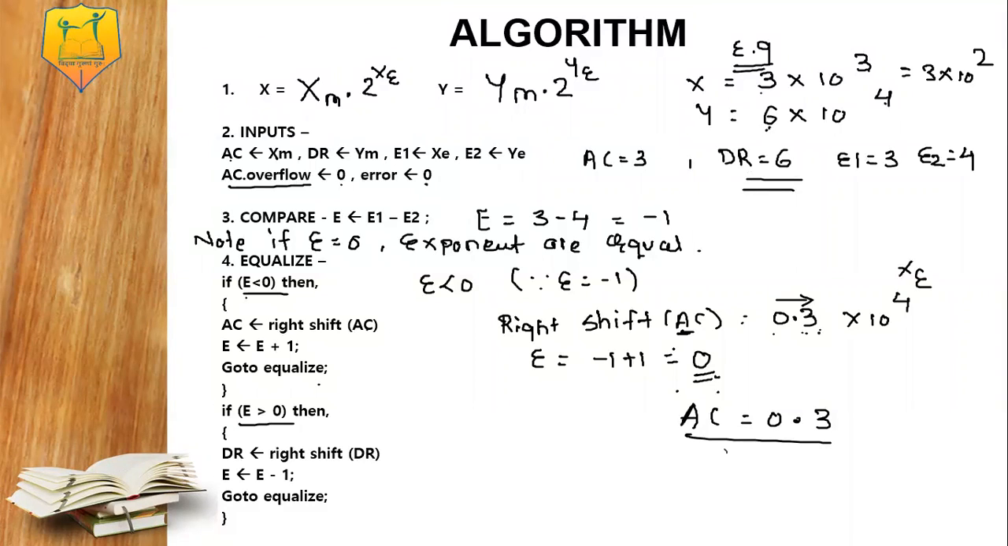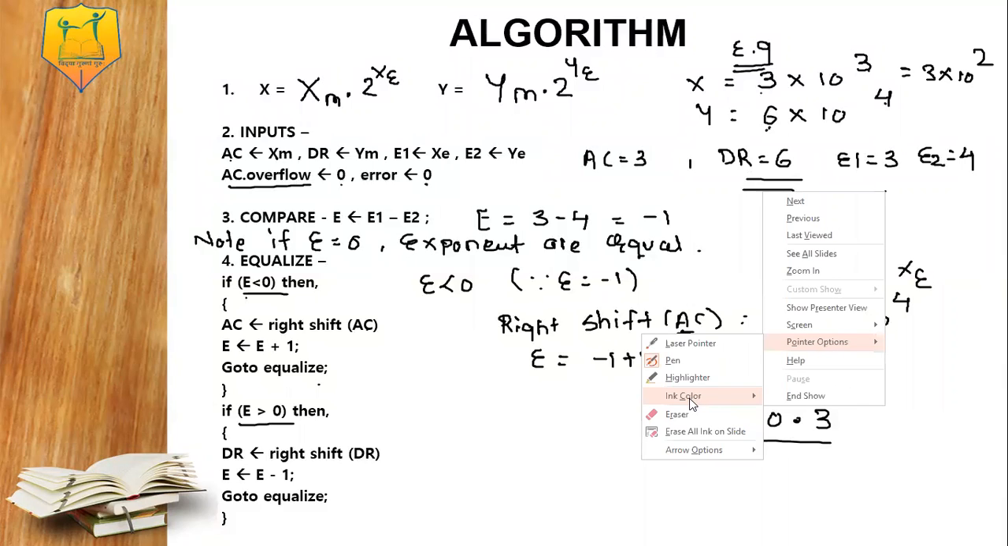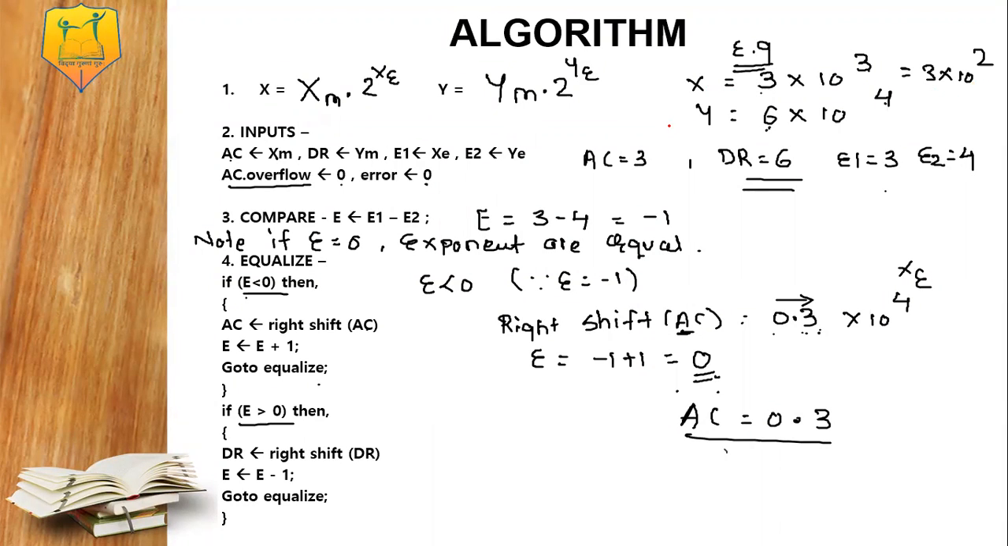So here it's simple, I'm changing the color of the pen so that you can understand the difference. So guys, if it was 3 into 10 raised to 2, then AC becomes 3, but E1 becomes 2. So here E1 minus E2, so 2 minus 4 is equal to minus 2. Here I have to equalize them. Minus 2 means E is less than 0. Take the right shift of AC. I did the right shift of AC, so 3 becomes 0.3 in this process.